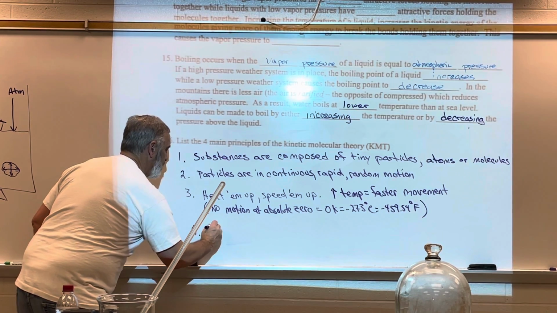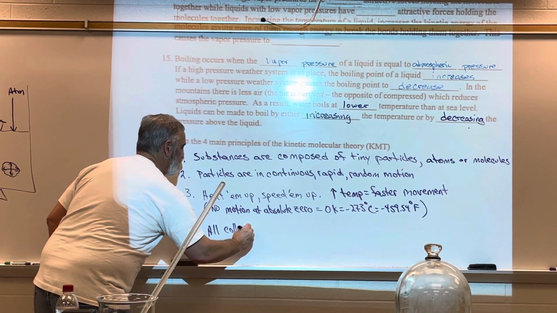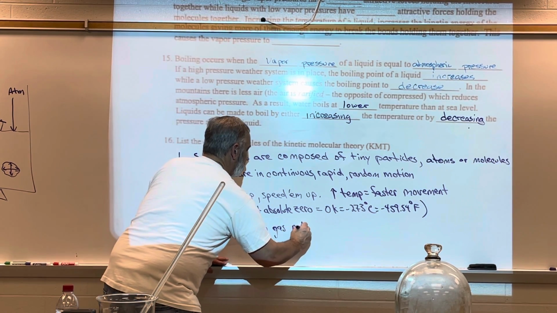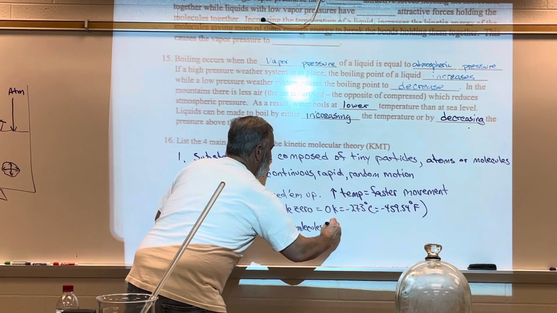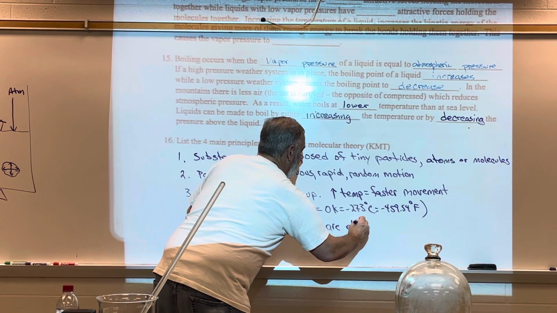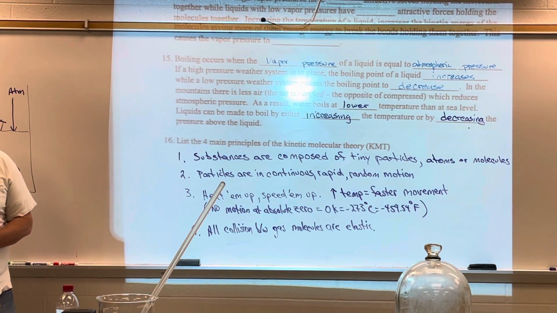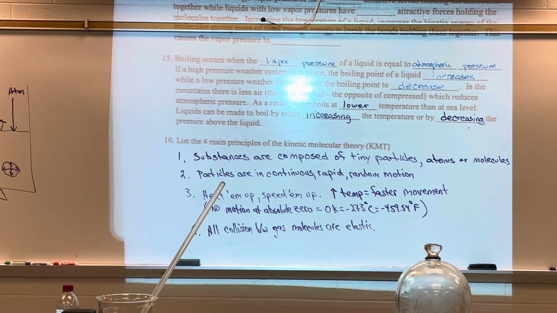And then lastly, all collisions between gas molecules are elastic. What does that mean, you think? The collision is elastic. Stretches. Okay, that's what we normally would think. But in physics, when you have an elastic collision, that simply means, putting this in parentheses up beside it, no energy is lost.